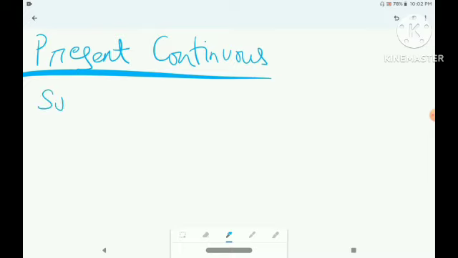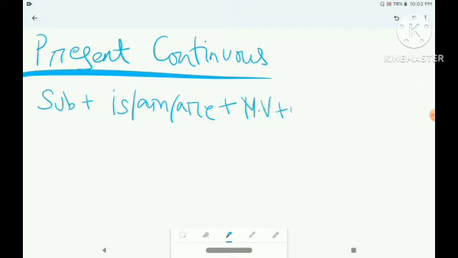Subject plus is, am, are plus main verb plus ing plus object is the structure. Yes or no? If we have to convert it into passive voice, what we will do is we will bring the object to the first place. That's the first rule in our passive voice.